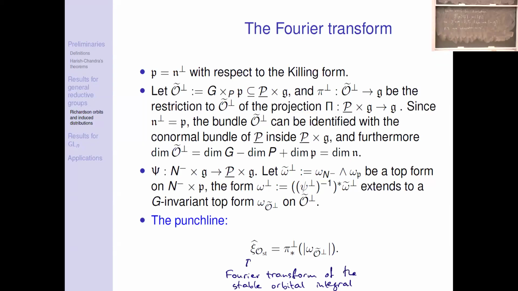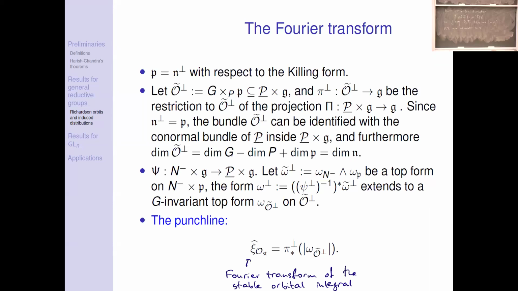The upshot is that the Fourier transform of the stable, at the moment I realize that I've been ignoring rationality questions completely. This is a geometric argument, and we're thinking about everything as a variety over an algebraic closure. So over the algebraic closure, the Fourier transform of the orbital integral, and that's why I put stable here, the Fourier transform of the stable orbital integral can be thought of as just the push forward of the form that lives on O perp. This natural form that lives on O perp is basically just the natural Haar measure on the n minus coordinates. And that's a bit shocking because of what's on the next slide.